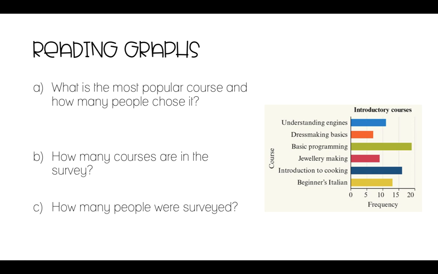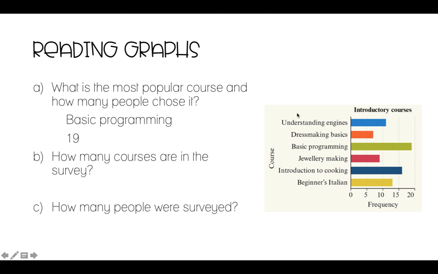Let's look at reading graphs. So what is the most popular course and how many people chose it? So the most popular one is the biggest bar here. So we can see that basic programming is the most popular. Now how many people chose it? It appears to be 19 people.